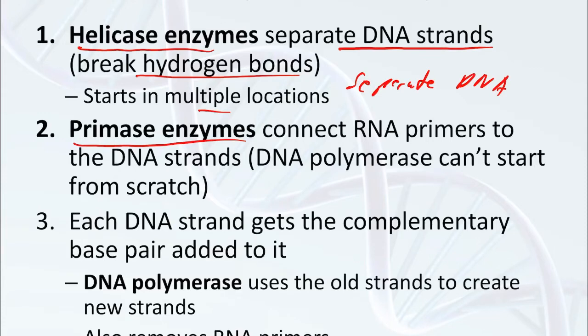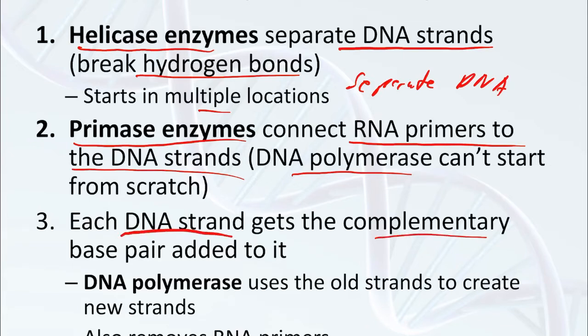Okay, next, primase enzymes come along. And remember, enzymes are proteins, okay? And so what they do is they connect RNA primers to the DNA strands, okay? Because the next enzyme we're going to talk about in a second, this DNA polymerase, it can't start from scratch. It needs to start with those RNA primers in place, okay? So then what happens from there is each DNA strand is going to get the complementary base pairs added to it. Okay, so that's where the DNA polymerase enzyme comes into play.